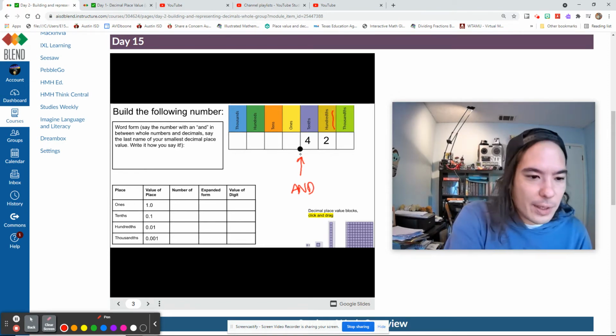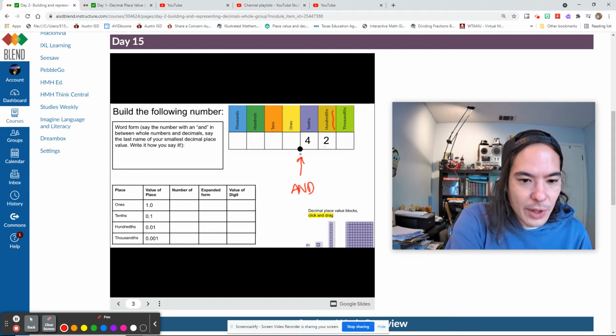So what they're saying over here is to say the last name of your smallest place value, right? The 2 is in the hundredths place. So if we were going to say this, we have 4/10 and 2 hundredths, all right? But let's read the whole number, 42, and say the smallest place value, hundredths. So this is 42 hundredths.